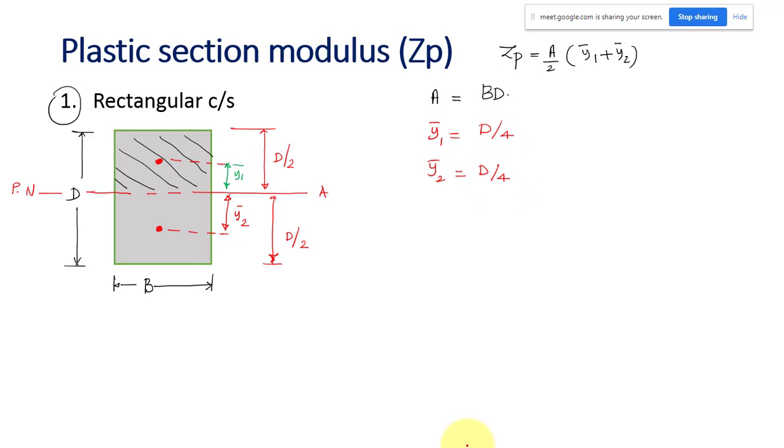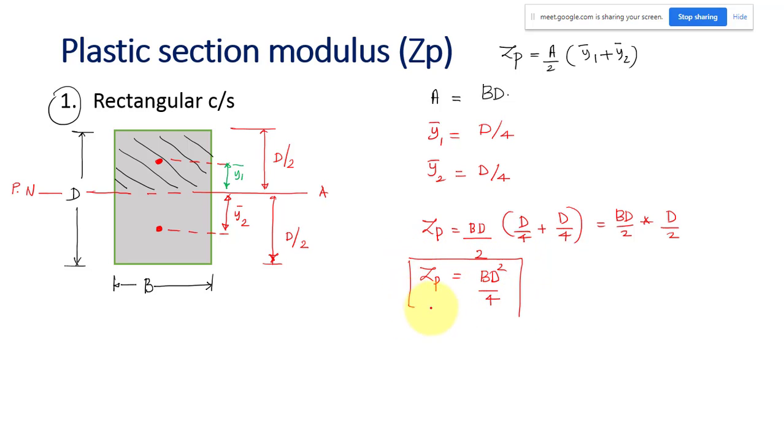Okay, so now we can directly find the value of ZP, that is equal to area by 2, bd by 2, into d by 4 plus d by 4. Which is equal to bd by 2 into d by 2. So finally we will get ZP, the plastic section modulus, equal to bd square by 4.